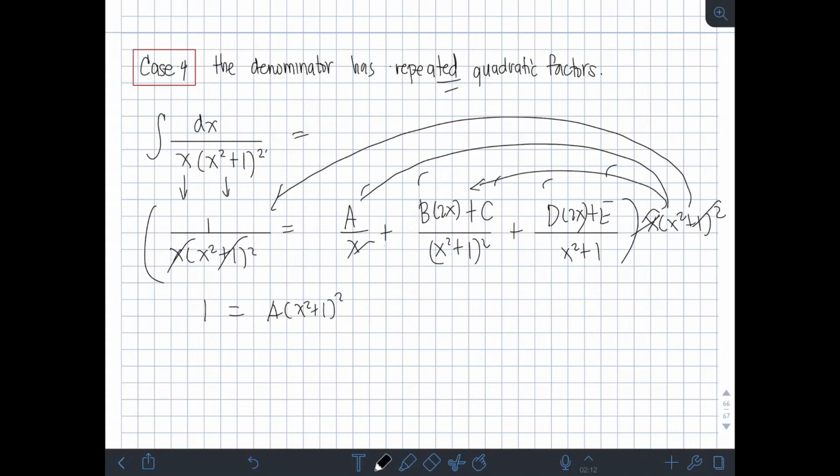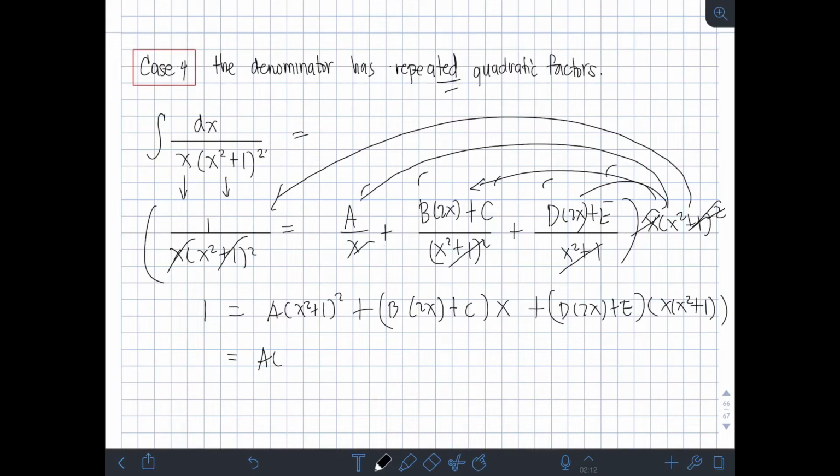Distribute ko dito sa b, makakancel si quantity x squared plus 1 squared, matitira is b, plus b times 2x plus c times x. Plus, distribute ko sa d, cancel yung isang x squared plus 1 na factor, matitira is d times 2x plus e times x squared plus 1. Okay? So, equating coefficients na lang ulit.